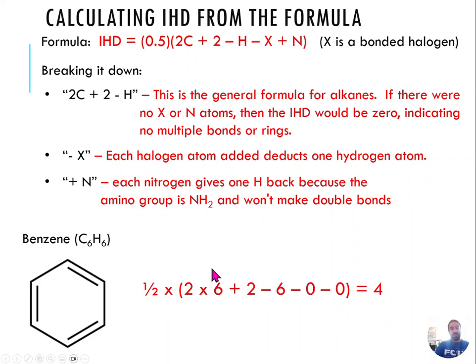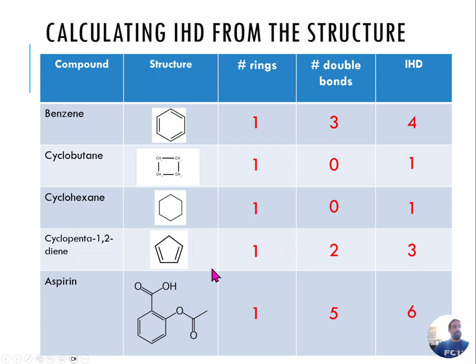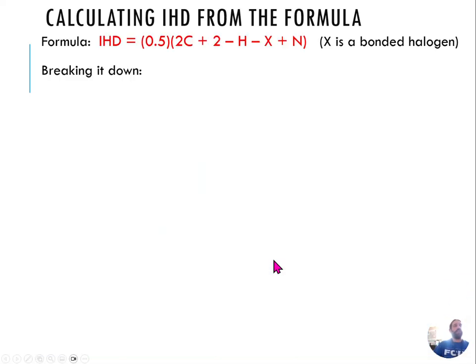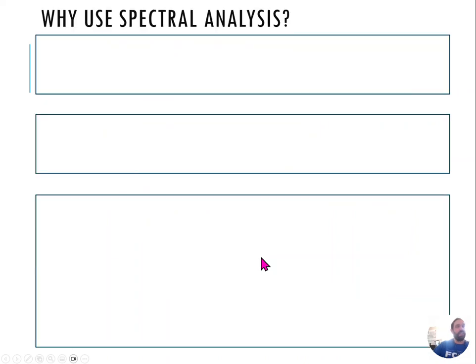If you do the same thing for aspirin on the previous slide, aspirin is C, well, let's see, 1, 2, 3, 4, 5, 6, 7, 8, 9. I believe it's C9H8O, so C9 would be 18, plus 2 is 20, minus 8 is 12, and 12 times 0.5 is 6. So either way you slice it, you can use either way.